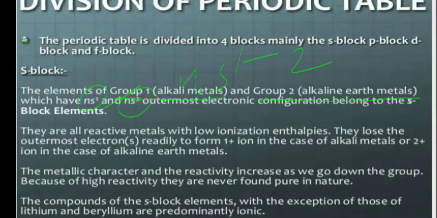The metallic character and the reactivity increase as we go down the group. Because of high reactivity, they are never found pure in nature. The compounds of s block elements, with the exception of those of lithium and beryllium, are predominantly ionic.